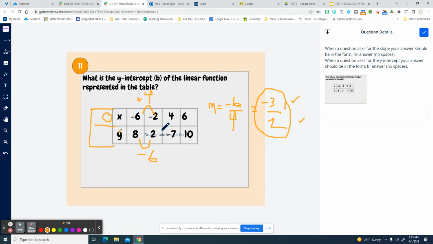So first off, I'm going to find out from this x all the way back here, how far am I going? How far am I going backwards, right? So remember, this is going forwards. Every time x goes forward 2, y goes down a -3. So the opposite of that is when x goes back 2, y is going to go up a +3. Because remember, 8, 2, -7, 10. These numbers are decreasing. So if I'm going backwards, those numbers have to be increasing for the y.